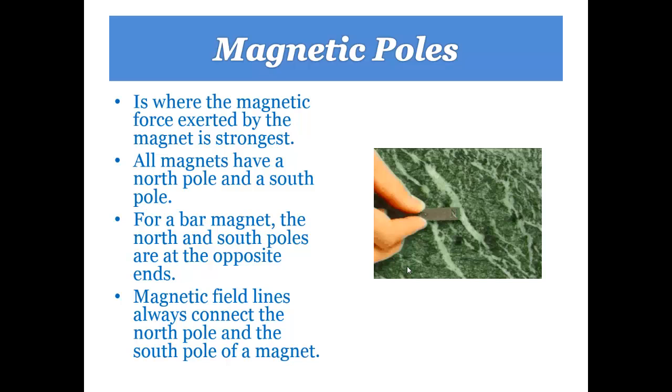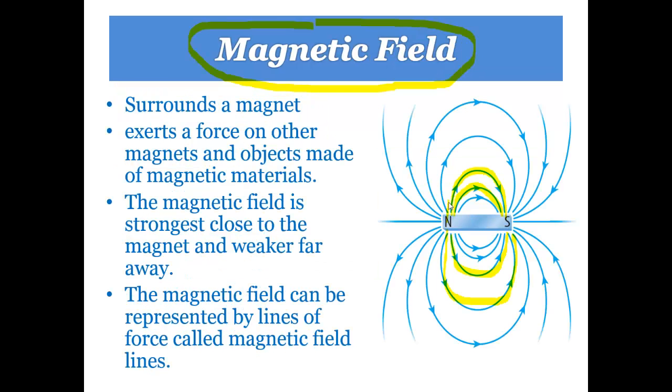The magnetic pole is where the magnetic force is the strongest. This is definitely something you should know. The magnetic pole is where the magnet is the strongest. Okay? All magnets have a north pole and a south pole. So for a bar magnet, like a magnet like this, the poles are at the opposite ends of the magnet. The magnetic field lines always connect the north pole and the south pole. Like I showed you in that previous slide, those magnetic field lines connect the north and the south pole. That's the whole point of a magnetic field.